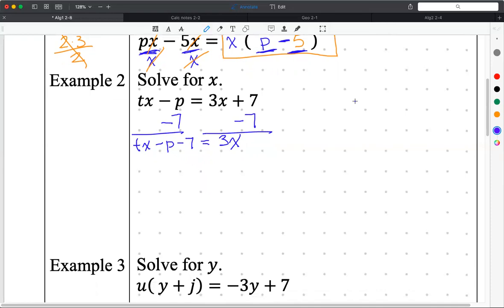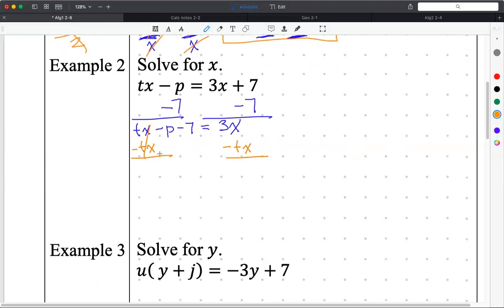Yeah, Alden. Subtract tx. Exactly. Subtract tx. And can you read us our new equation after we do that? Minus P minus 7 equals 3x minus tx. Yeah, perfect. All right. Those 2 steps are great, guys. Thank you, Jose. Thank you, Alden.